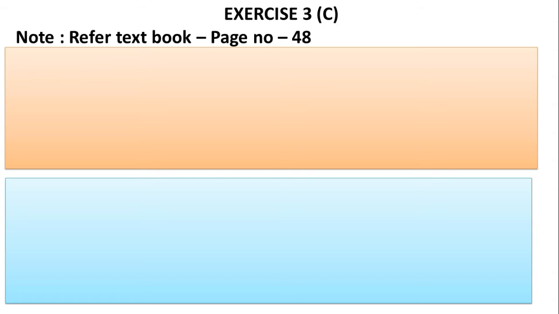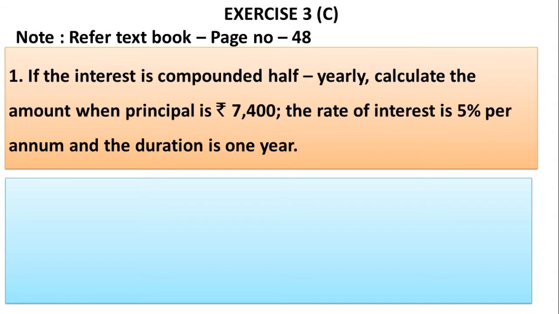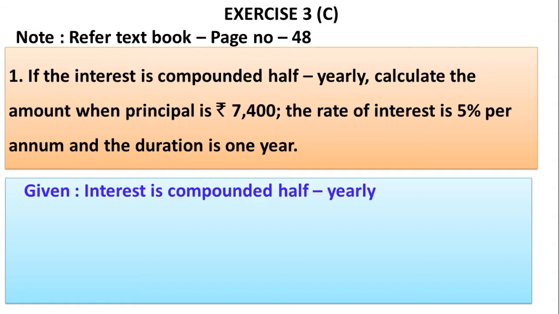If the interest is compounded half yearly, calculate the amount when the principal is rupees 7,400, the rate of interest is 5% per annum and the duration is 1 year. In this problem, it is said that the compound interest is compounded half yearly. Principal is 7,400 and the rate of interest is 5%. N is 1 year. So, by considering N as 1 year and the compound interest compounded half yearly, let us choose the formula for this particular problem.